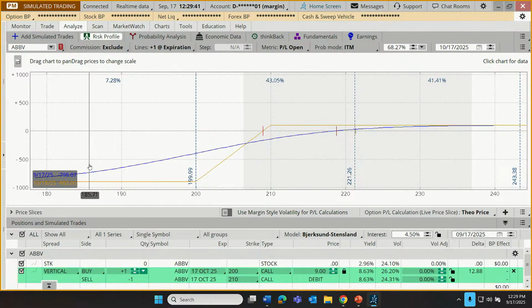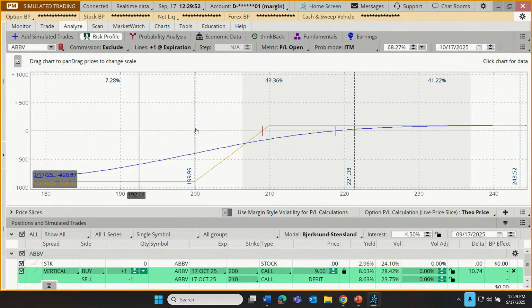Let's do something else here. You'll notice there's a red line here intersecting with 0. That represents 0 profit on this trade. What are the chances that we at least break even on the trade? Let me click on this line and drag it over to the break-even point, which is at 209. And it looks like there's about a 71% chance that we at least break even on this trade.